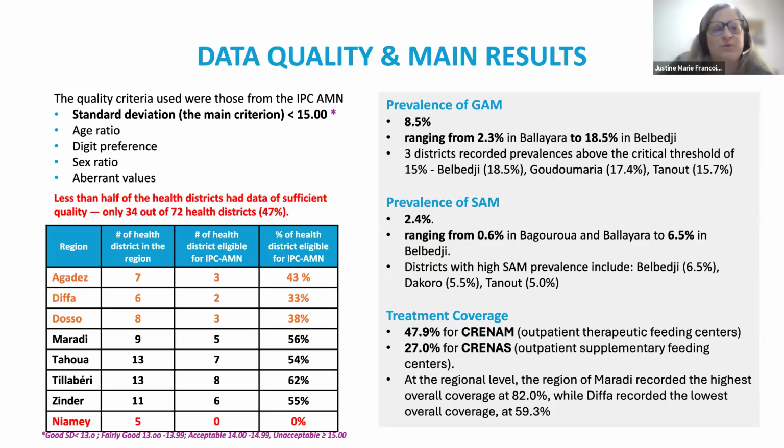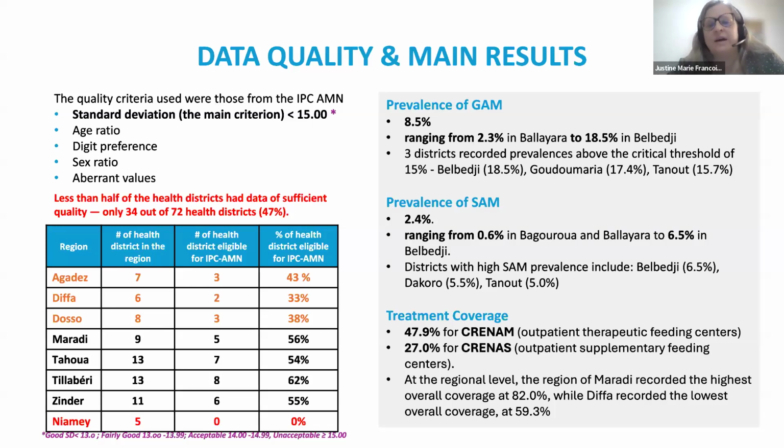So here you have the results. So first, the data quality. The quality criteria used were those from the IPC and especially the standard deviation that was the main criteria. And as you can see, unfortunately, among the 72 health districts where the screening happened, only 34 met the quality criteria. So this is really something we had to improve. But as I said before, the data collection lasted only 4 days, and there was a huge number of teams. So as you can understand, it was quite difficult to supervise and also to check the quality of the data that were coming to the central level.